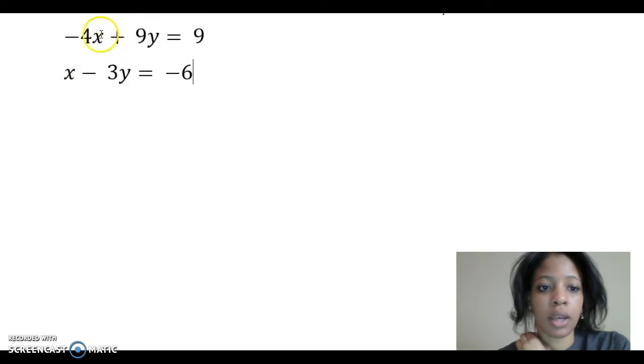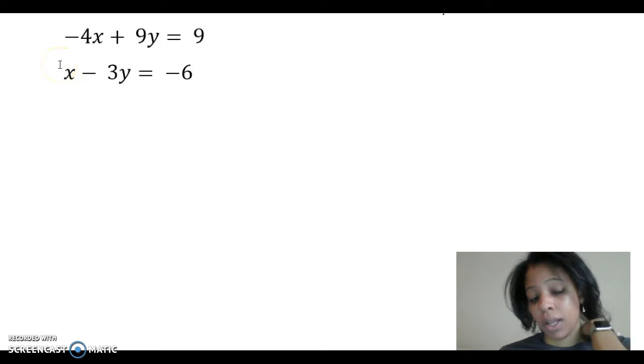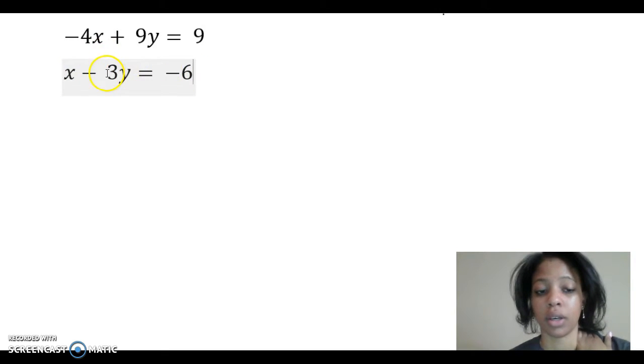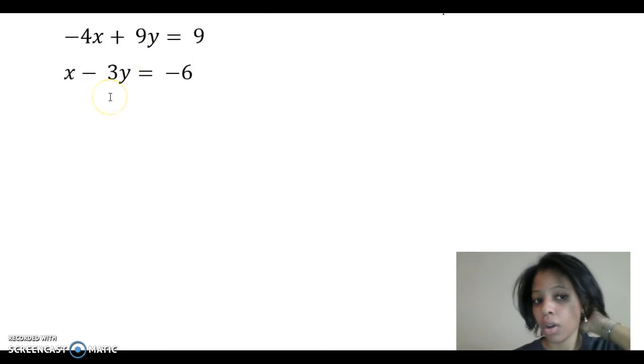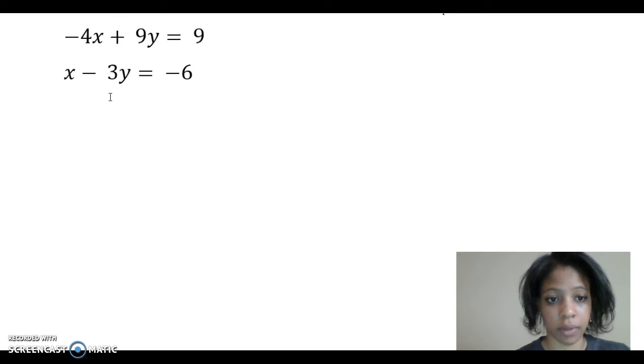So if I'm looking at my x, right? This is a negative 4x, so the opposite of that would be what? A positive 4x. So you could create a positive 4 by multiplying this entire equation by positive 4. Or if you look, you have a positive 9 and a negative 3. You could make these opposites. You can make this into a negative 9 and multiply this entire equation by 3, right? Because 3 times 3 would be 9. So you have some options of what you can do. I'm only going to do one of them, okay?